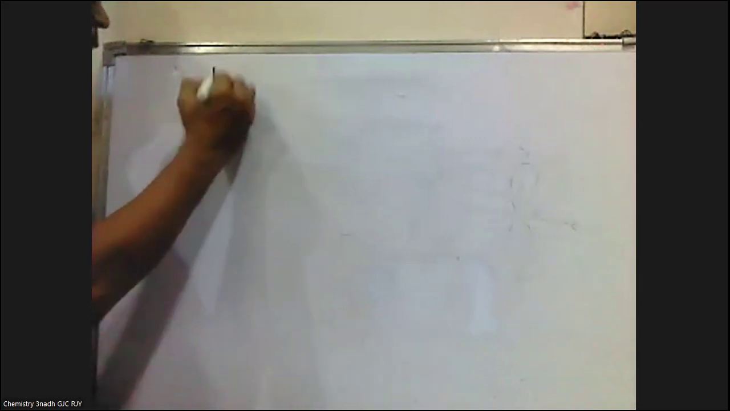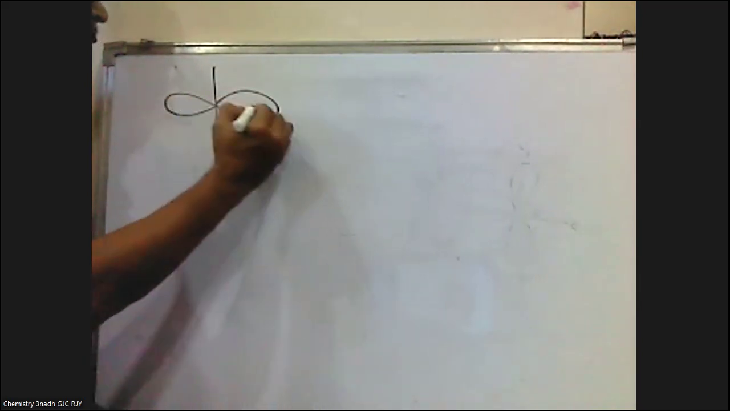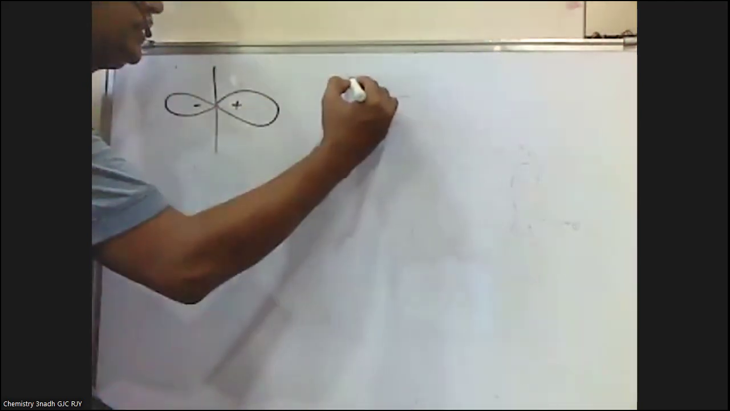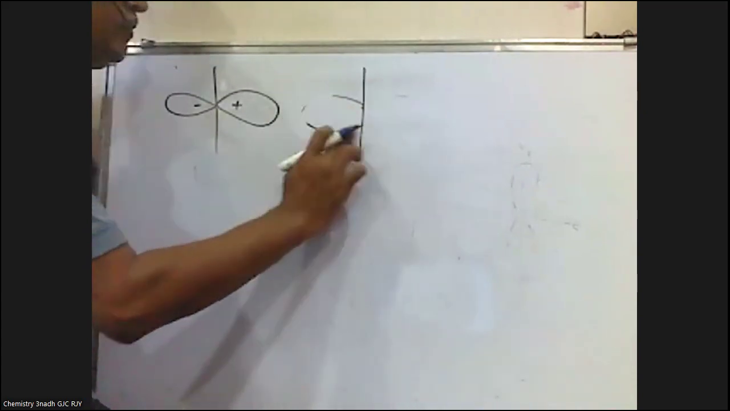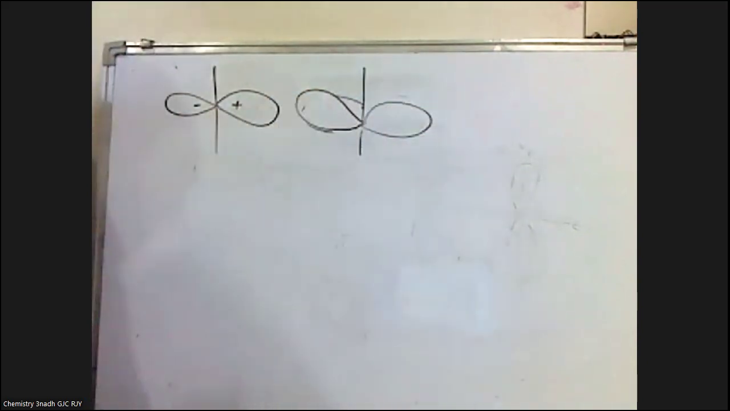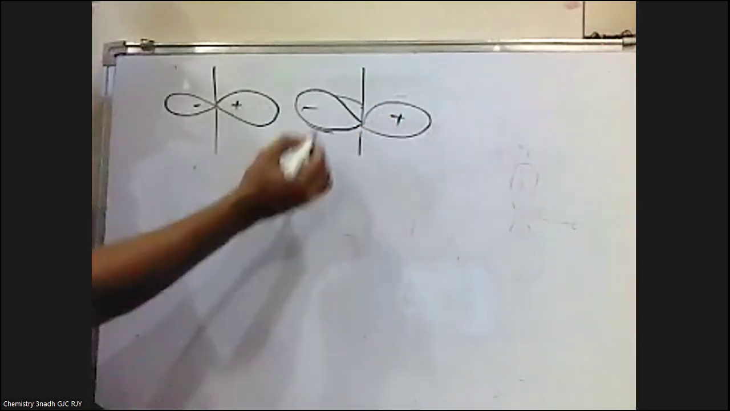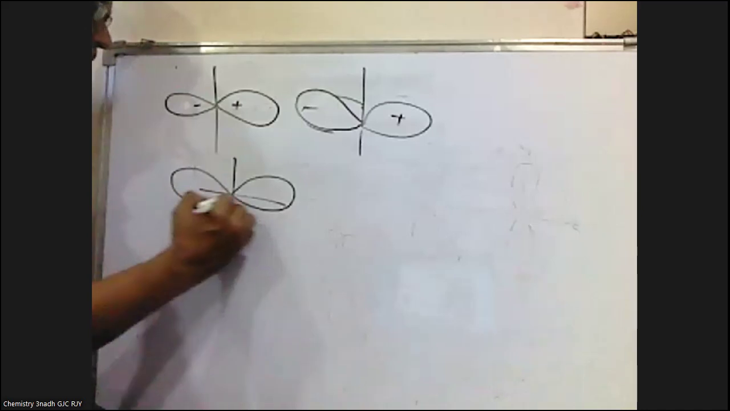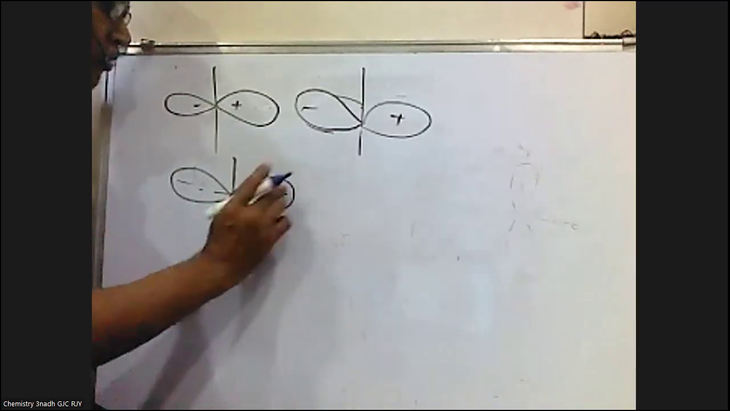So let it be a pz orbital. This is the positive lobe, this is the negative lobe, and this is another pz orbital. Here this is negative and this is positive. If these two overlap, we call this the out of phase overlap.